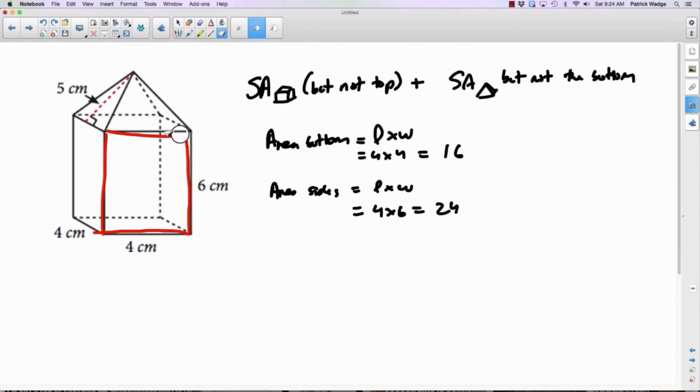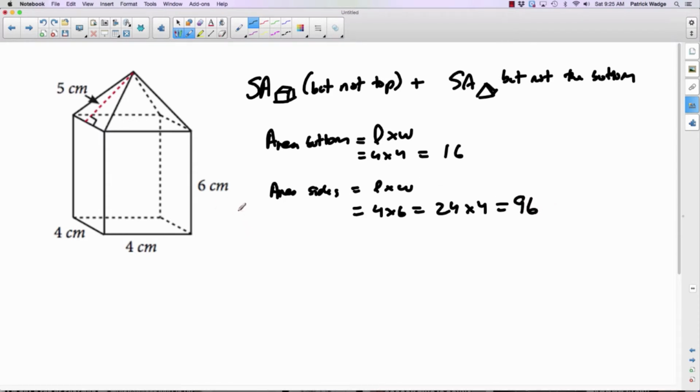But again, how many of those are there? There's actually 4 of them. All the way around, it's 4 by 6. This is 4 by 6. This is 4 by 6. And this is 4 by 6. So all you have to do then, once you've got the area of one of the faces, is to multiply it by 4. And if you do that, you're going to get 96. Okay, we're done with the rectangular prism.